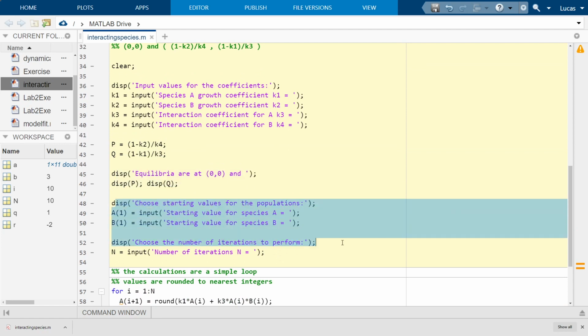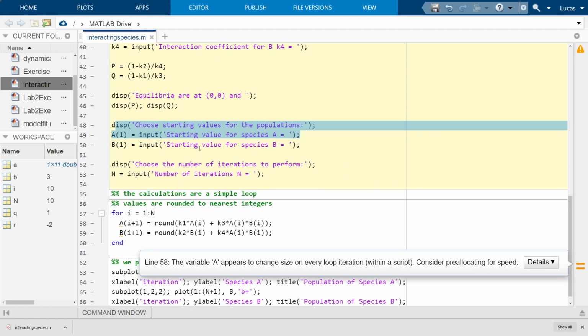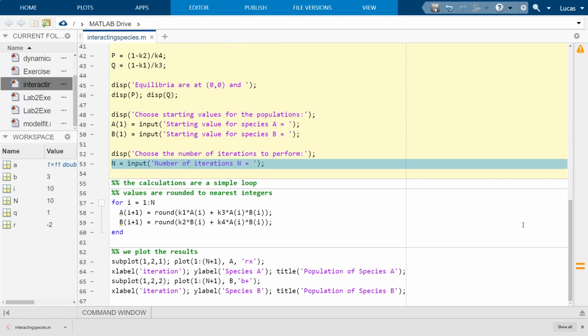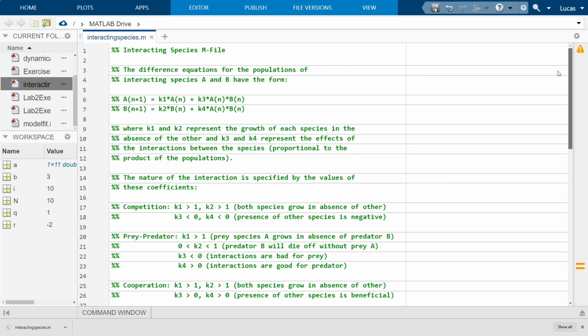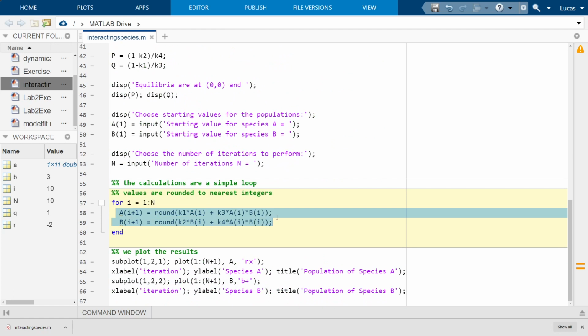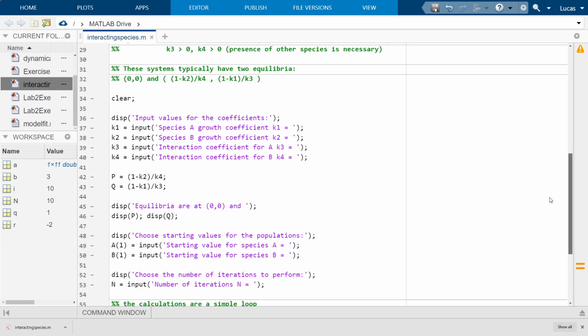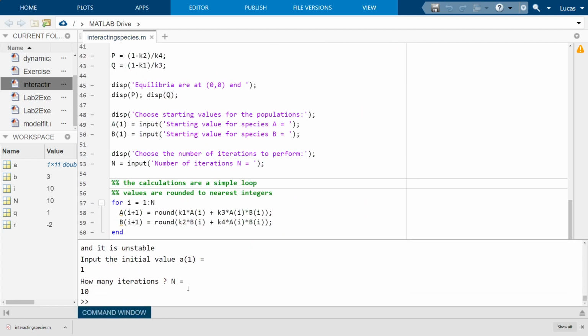Then we're asked to choose the starting values for the populations and the number of iterations. So overall, it's similar to the dynamical system code we looked at before. Then we have our simple little for loop here, which is directly just what we saw in that general model for interacting species, except that we are rounding to integers because we can't have a fractional population. Then we plot out the results. So it's not too complicated overall in the code, as long as you know the syntax and what you're trying to calculate. So we can now execute that.